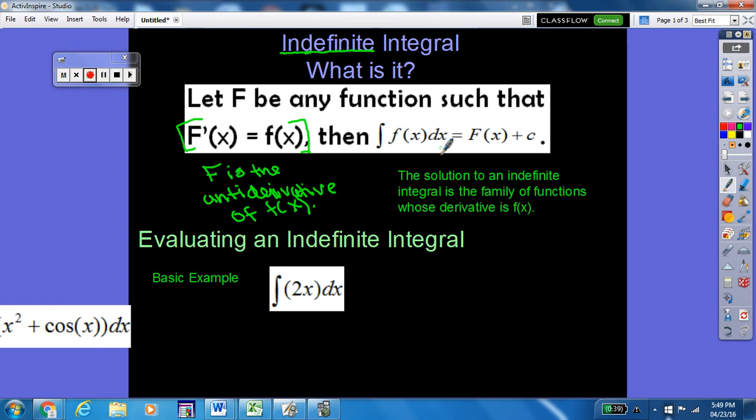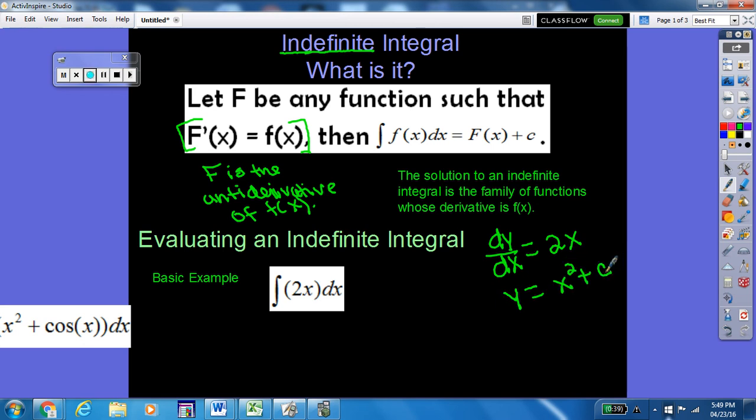So it's what we've already been doing, but we are giving it a little bit different notation. So it's important to note, the solution to an indefinite integral is the family of functions whose derivative is little f of x. So in the past, you were given an example like this. dy dx equals 2x. And you were asked to solve this differential equation, and basically that means find the function whose derivative is 2x. And normally you just took the antiderivative and put plus c to signify that you could have any constant.